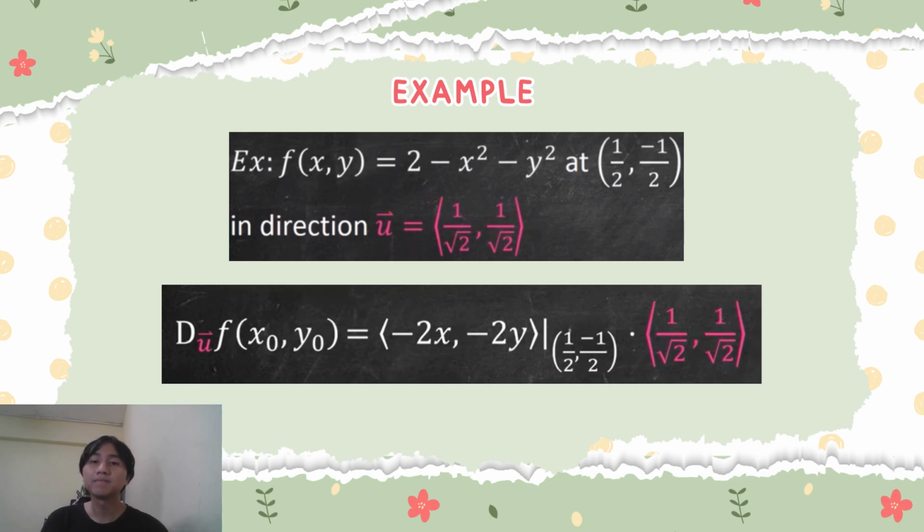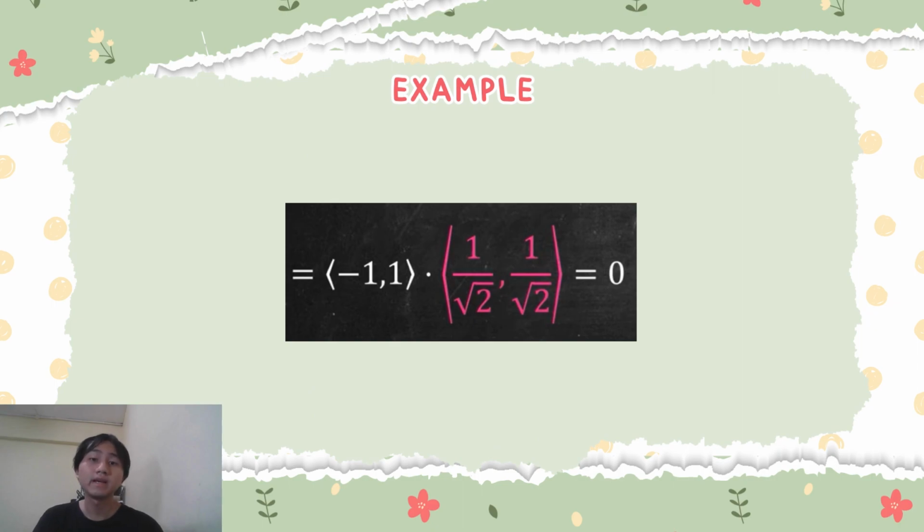I can take the partial derivatives of this function, and thus make the gradient vector: the derivative of the first component, which is minus 2x with respect to x, and then the second component, with respect to y, which is minus 2y. Then I evaluate at my given point and take the dot product with the direction vector.